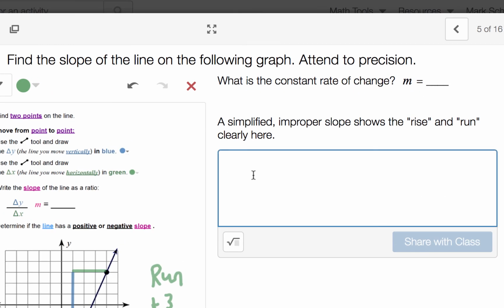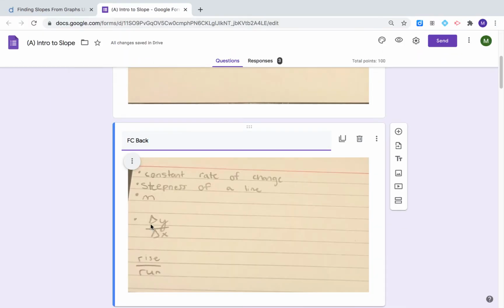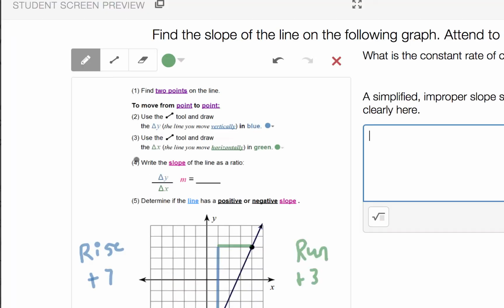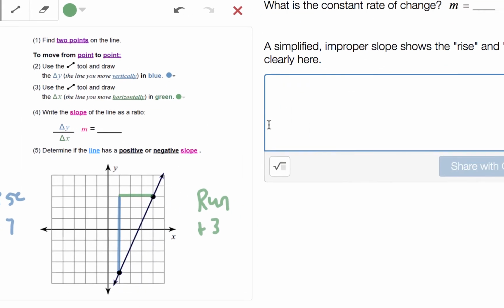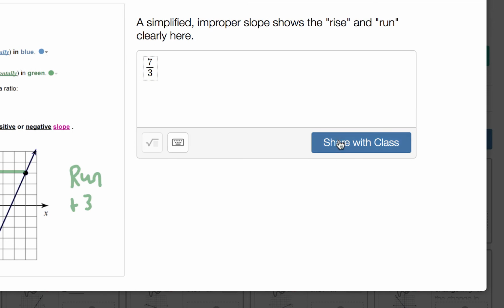So when I write this, M equals, it goes back to those definitions, but M is the same as change in Y over change in X, or rise over run. So since we rose 7 and ran 3, it's rise over run. Math symbol, so rise over run will be 7 over 3, and that's your slope.